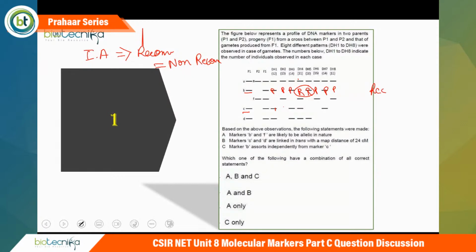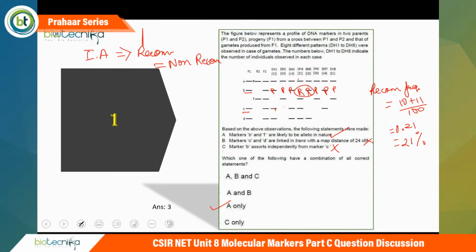So the recombination frequency, how much is it? 10 plus 11 divided by 100. Okay. So it is 21, so 0.21, or it is 21%, but it is not 50%. So that is why recombinants are far fewer than the parentals. That means B and C are not independently assorting and they are linked. Okay, so that makes our C statement also wrong, which means the answer will be option 3, only A.